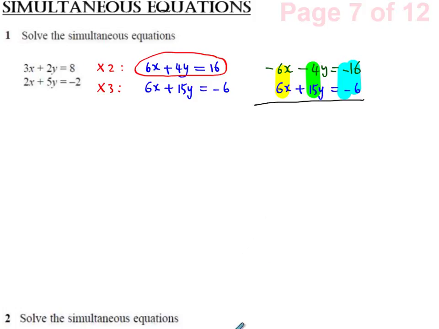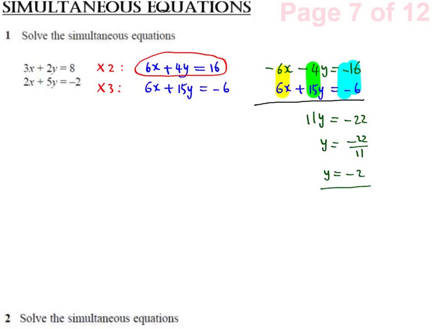What do I get? So minus 6x and 6x is 0. Notice I've eliminated x. Minus 4y plus 15y gives me 11y equals minus 16 with minus 6 gives me minus 22. So what is y? Y is minus 22 over 11, which is minus 2. That's a nice number to have.